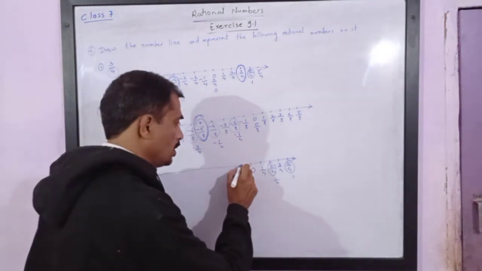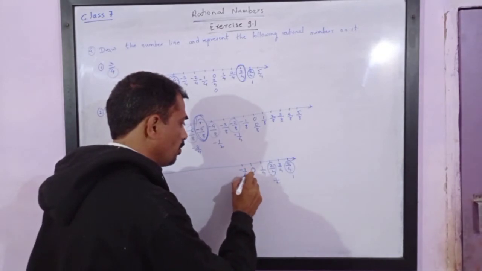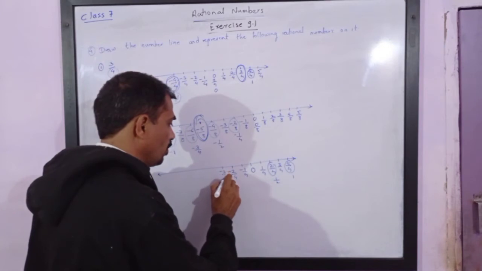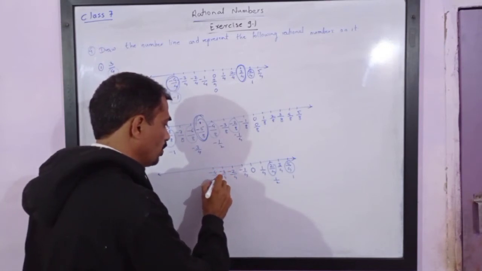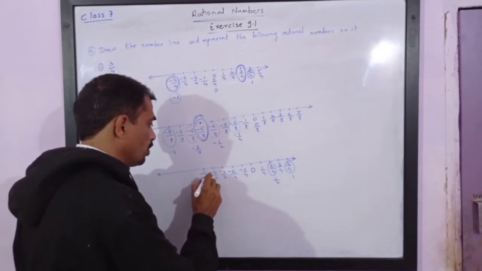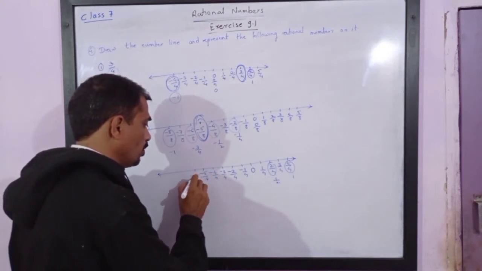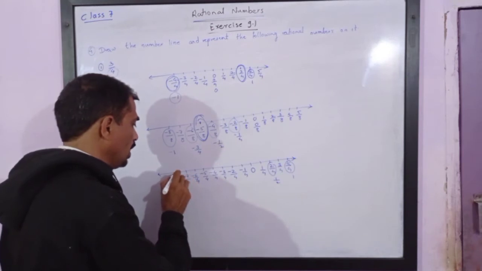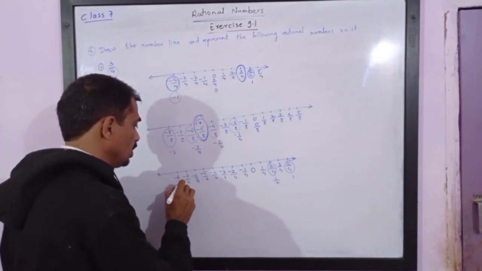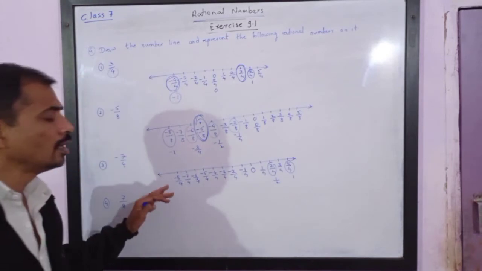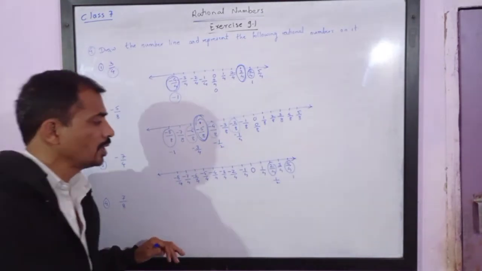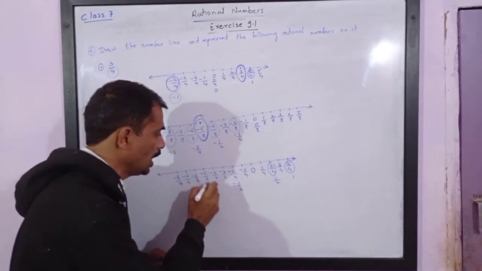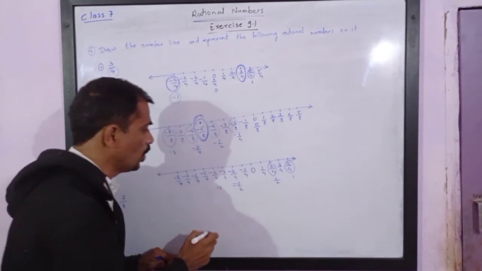So first point will be negative 1 upon 4. Next will be negative 2 upon 4, negative 3 upon 4, negative 4 upon 4, negative 5 upon 4, negative 6 upon 4, negative 7 upon 4, negative 8 upon 4. Out of this some are reducible, or you can write in standard form. This negative 2 upon 4 is nothing but negative 1 upon 2. Negative 4 upon 4 is nothing but negative 1.